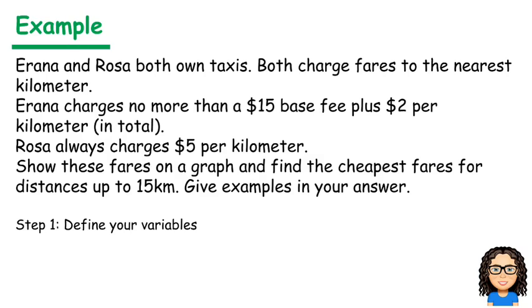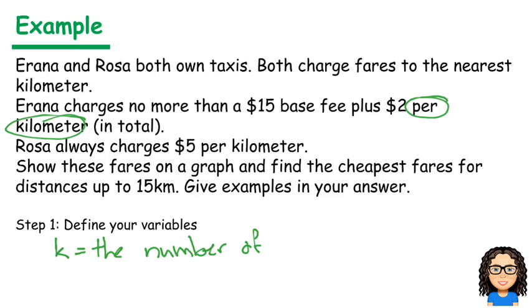Okay, so the first thing we need to do is define what our variables are. If we look at the costs that we've been told about, we're talking about a base fee plus $2 per kilometre. So there's a hint. We need to know how many kilometres they are driving. So that's going to be one of our variables. I'm going to call that K. K is the number of kilometres travelled.